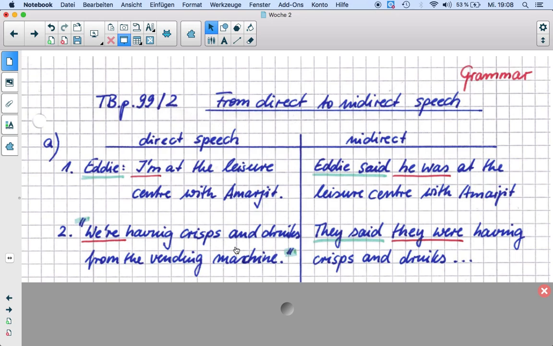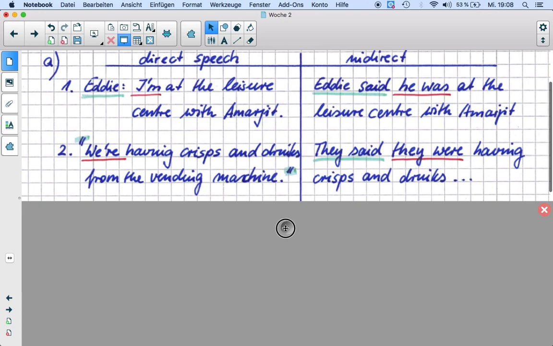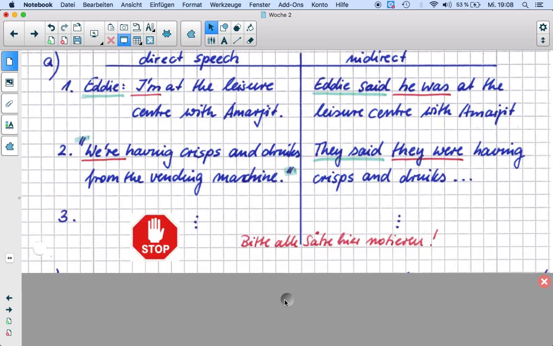We are having crisps and drinks from the vending machine, and the indirect sentence would be they said they were having crisps and drinks from the vending machine. So please stop now and write down all the other sentences here and find the missing sentences in indirect speech and write them down on the right hand side.